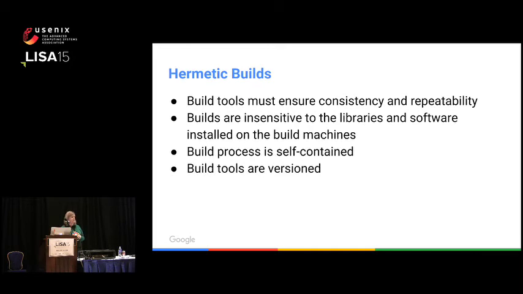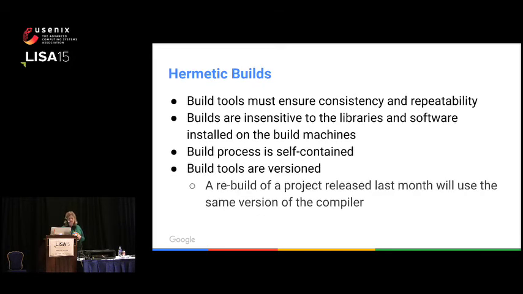Our build tools are versioned. What that means is if I have to do a bug fix on a project that was released a month ago, the same version of build tools will be used as was used a month ago. So we don't have to worry about incompatible features in our compiler that may have happened in the past month, or unexpected changes because of new features, not just incompatible features.